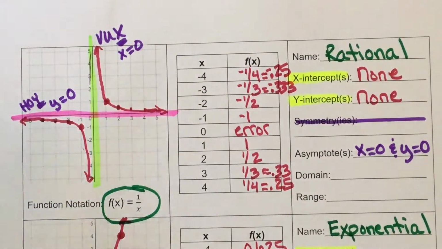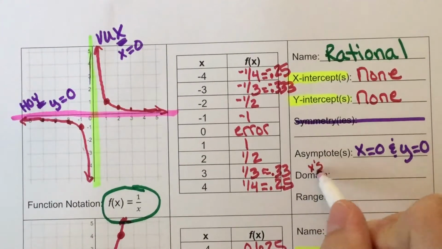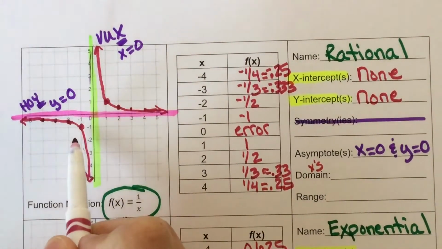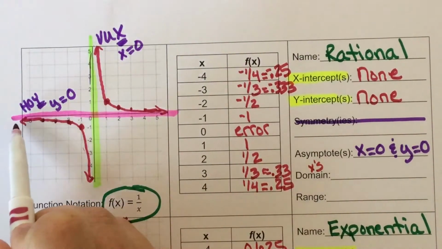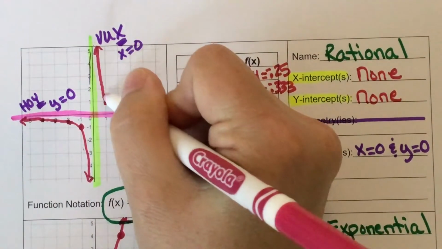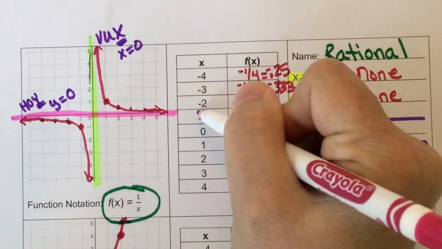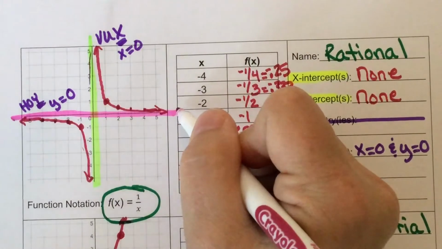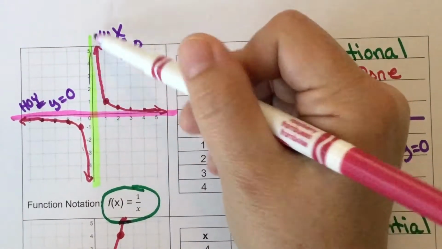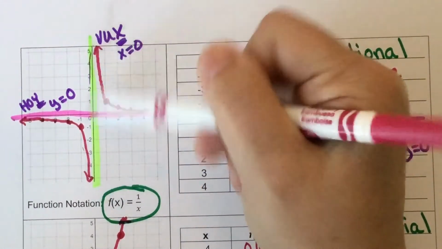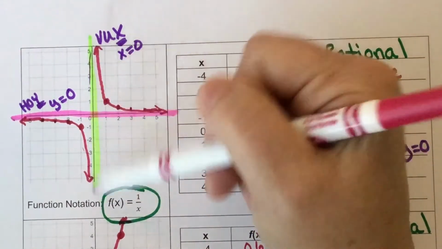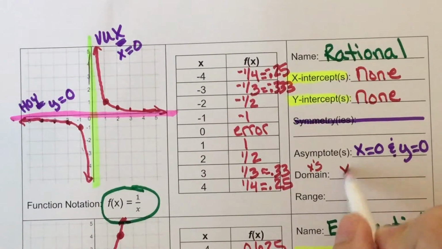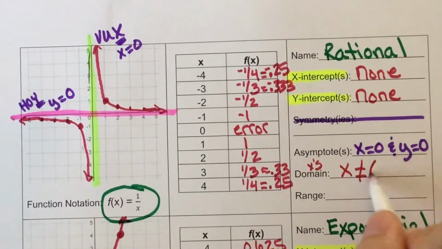Okay, now remember, domain, you're looking left and right. So when you're going this way, you're going left, and that arrow means you'll go forever to the left. And when you go this way, you're going right, and that arrow means you go forever to the right. So it kind of looks like we go forever left and forever right. The problem is we're never allowed to have an x value of 0 because we couldn't ever touch the y-axis. So domain is every single number out there except the x value of 0. We say x cannot equal 0.